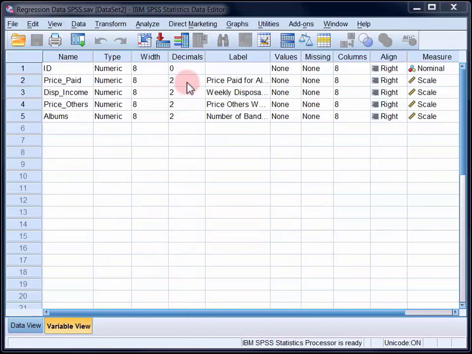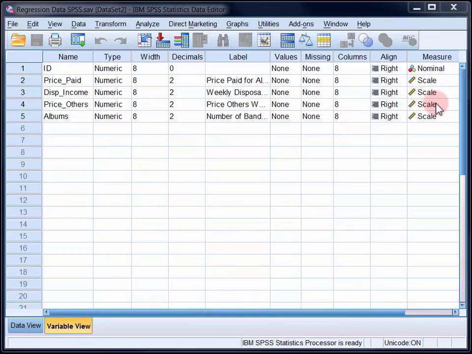Now, price paid is the criterion or dependent variable, and weekly disposable income and price others would pay are the predictor or independent variables. And these are all ratio variables, and we're seeking to predict or account for variance in one, price paid, with knowledge of the others, disposable income and price others would pay.